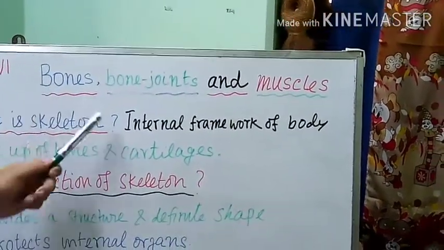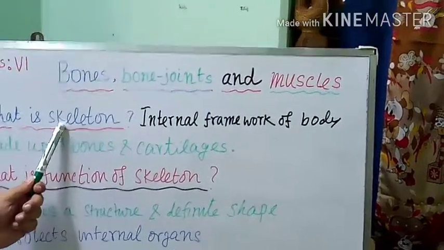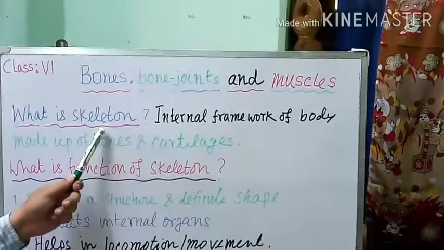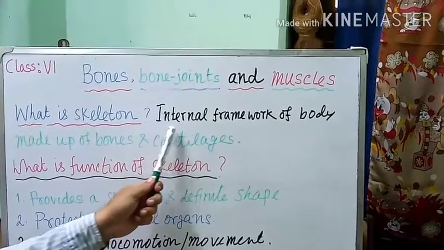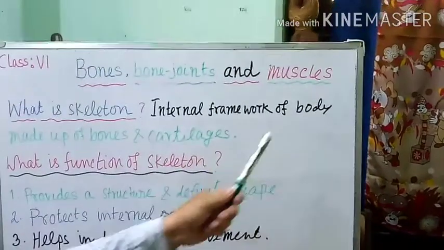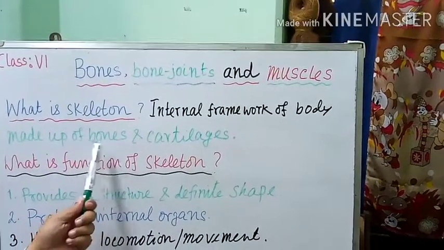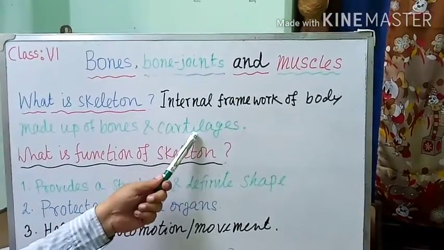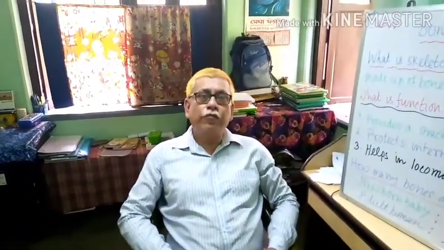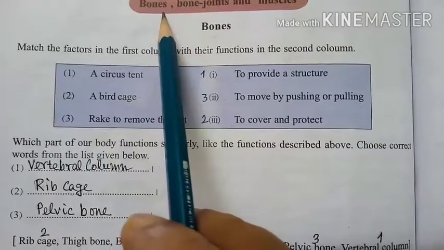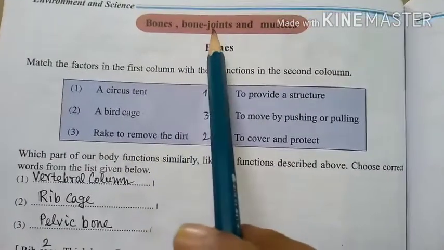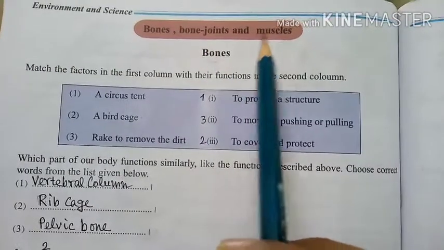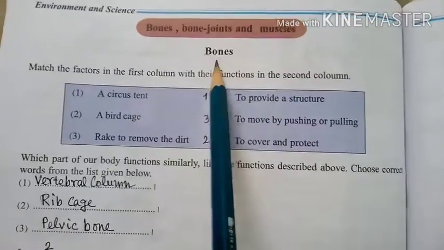bones belong to skeleton. Then what is skeleton? Skeleton, internal framework of body made up of bones and cartilages. Now all of you open page number 116 of your textbook. Bones, bone joints and muscles. Bones.